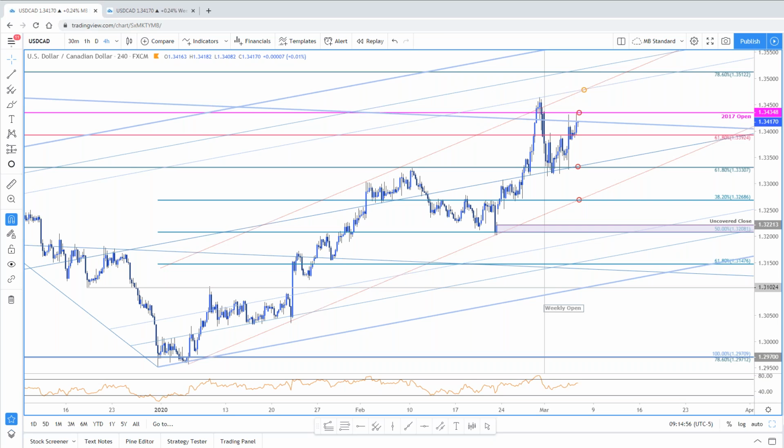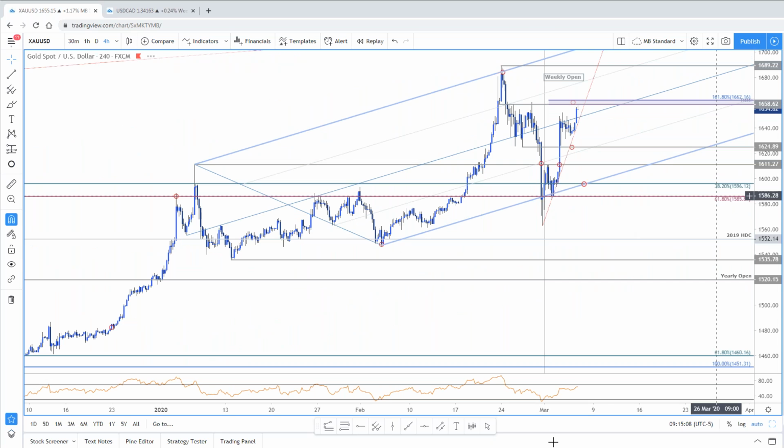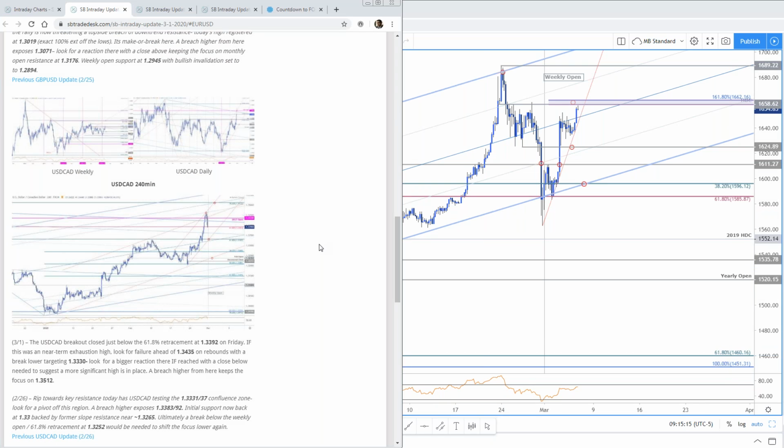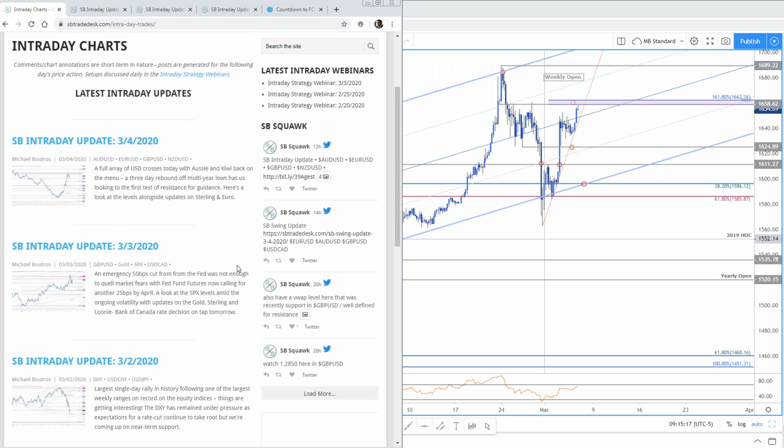That's all the majors, aside from Swissy and Yen, which we will cover if we have time. But we're running to the end of the session here, so I want to make sure we get gold and crude. So here's number 8, gold. Look, this is resistance, a little bit higher. 1658, 1662 is the level I gave you guys on the last update, which was on the 3rd.